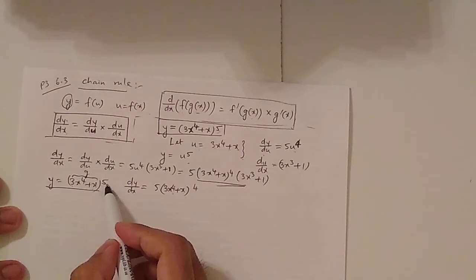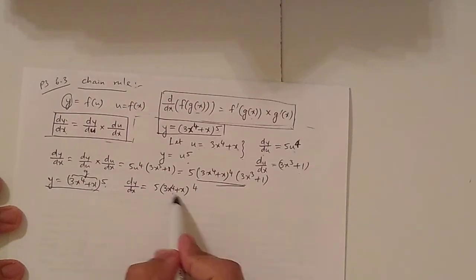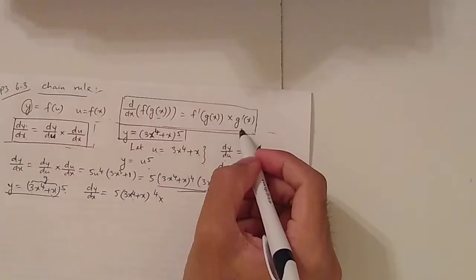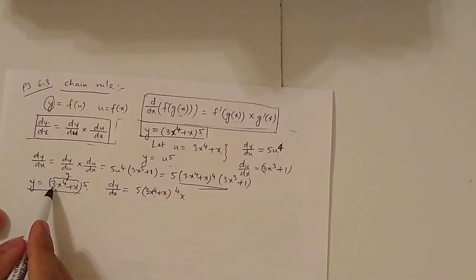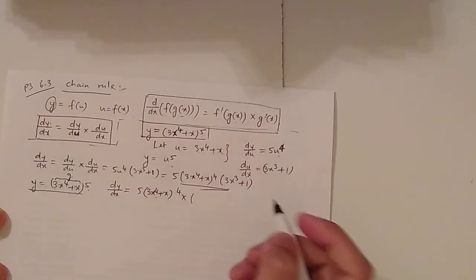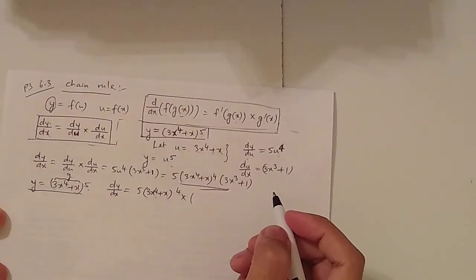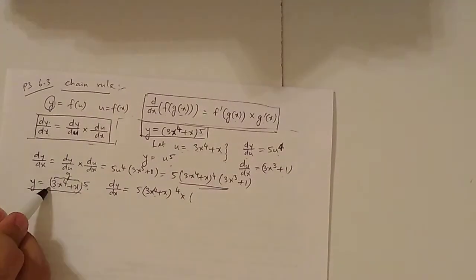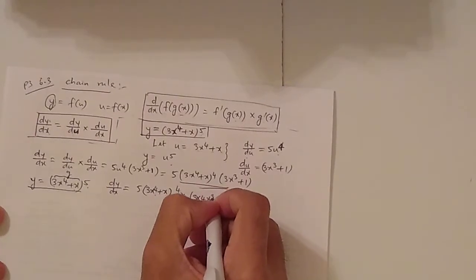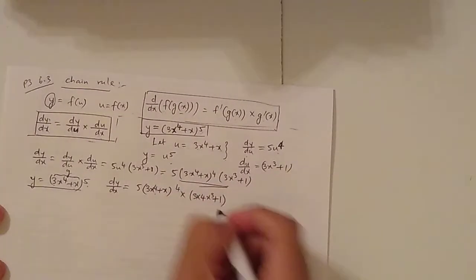So raised to 5, that becomes 5 into 3x raised to 4 plus x, the whole raised to 4. Now the next part is to differentiate the inner function. The inner function is 3x raised to 4 plus x. Differentiating that will give you 3 into 4x cubed plus 1.